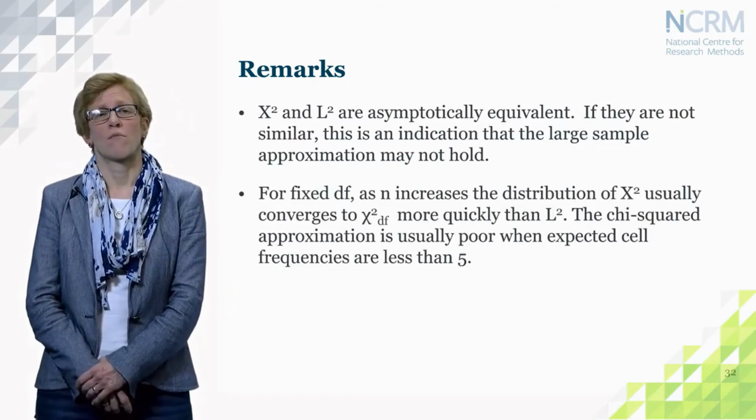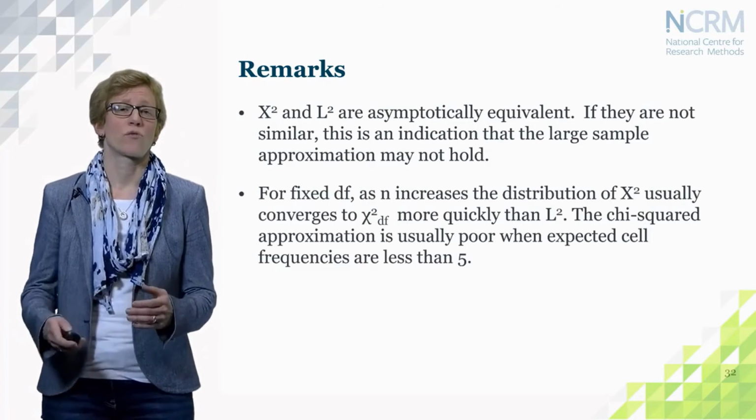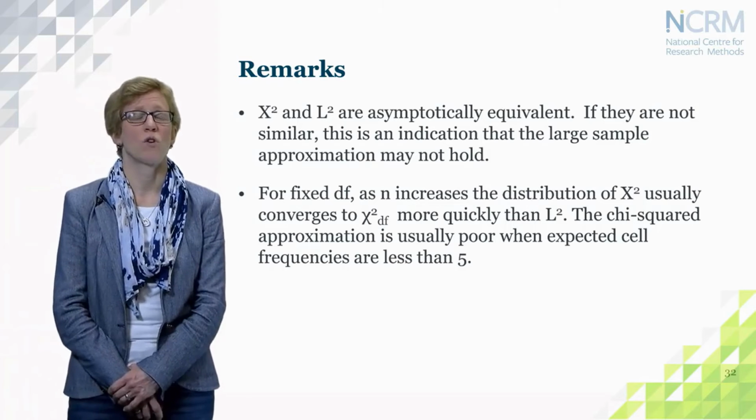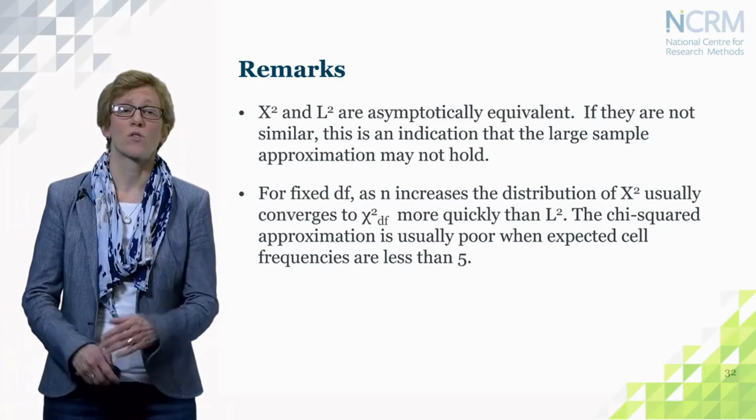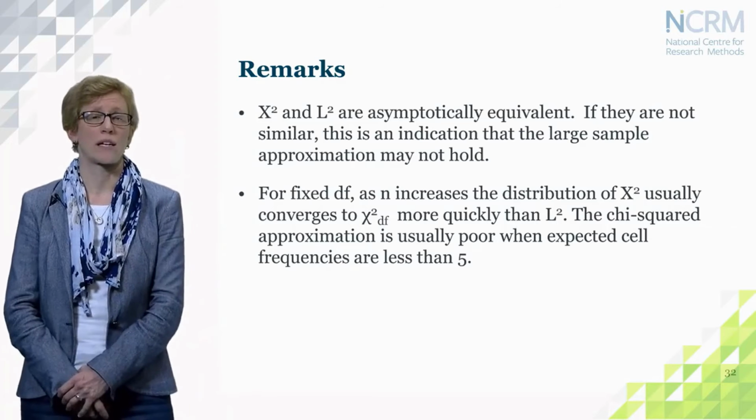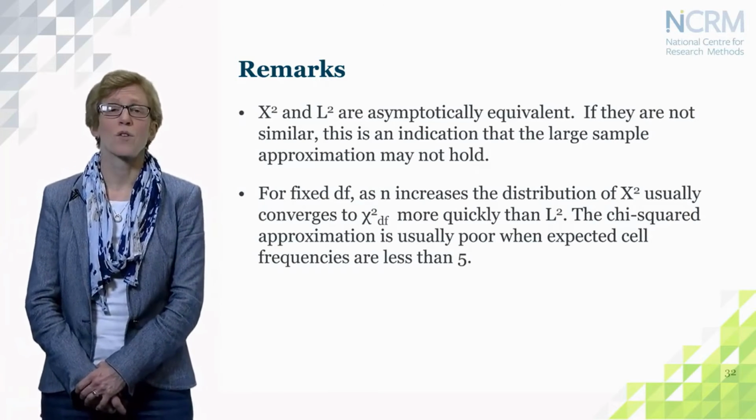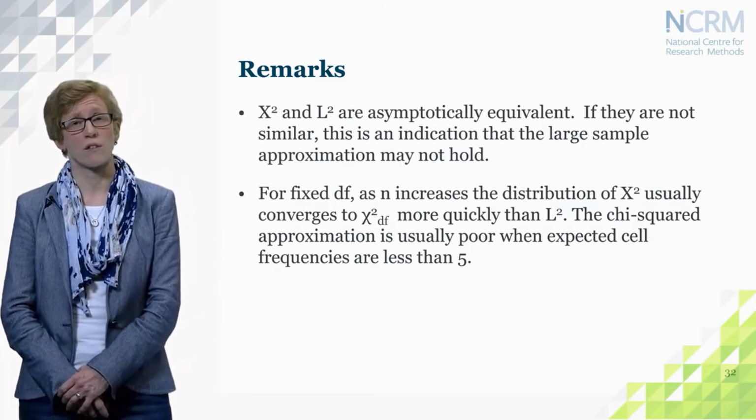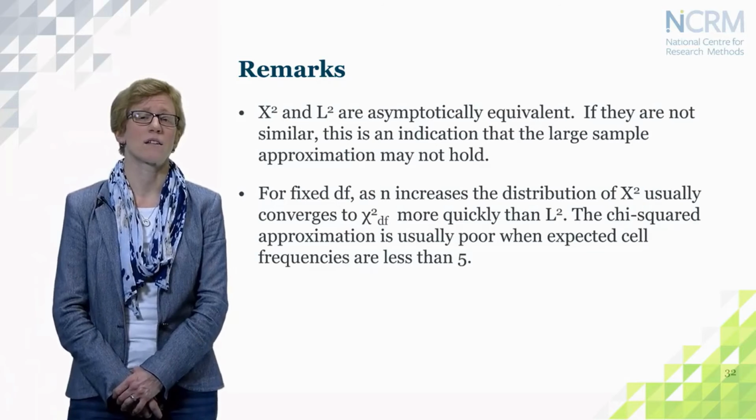And also, just to note that for fixed degrees of freedom, when n increases, so for larger samples, the distribution of the Pearson chi-square test usually converges to the actual chi-square distribution, and it does so more quickly than the log likelihood ratio test. And also to note that the chi-squared approximation is usually relatively poor or not appropriate if any of the expected cells are less than 5.